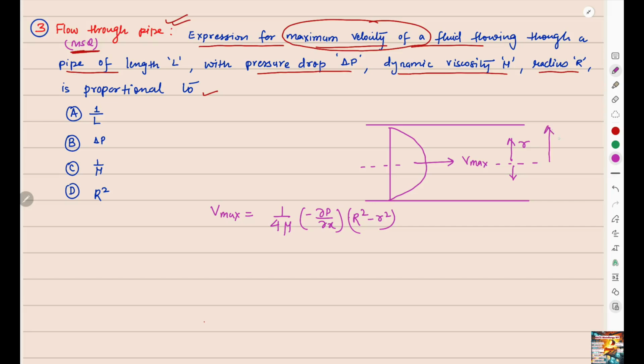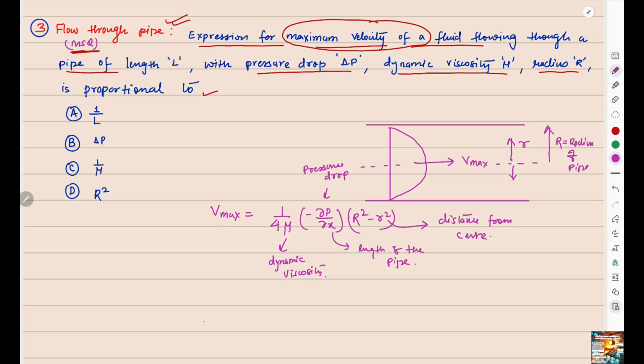Capital R is the radius of the pipe, mu is the dynamic viscosity, negative delta P is the pressure drop, delta x is the length of the pipe, and small r is the distance from the center. Clearly from the relation we can see that the maximum velocity is proportional to 1 by mu. This is also proportional to R square. This is also proportional to delta P, that is pressure drop, and this is also proportional to 1 by L. So for this case all the four options were correct. So now we will move to the next question.